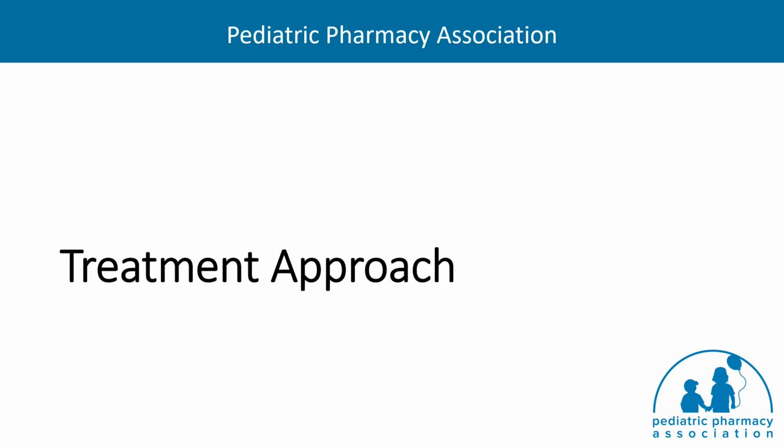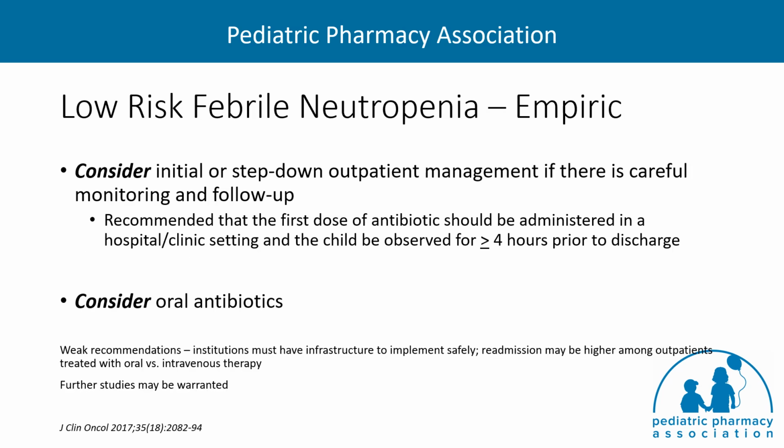So how do you treat the patient when they present with febrile neutropenia? Empiric therapy for a patient that is low risk during their course of febrile neutropenia: you may consider initial or step-down outpatient management if there is careful monitoring and follow-up. It is recommended that the first dose of antibiotic be administered in a hospital or clinic setting and the child be observed for more than 4 hours prior to discharge.